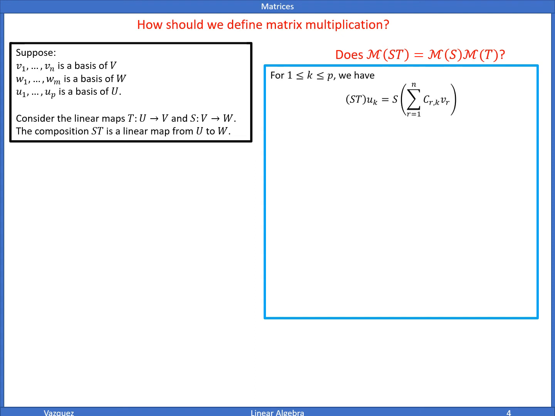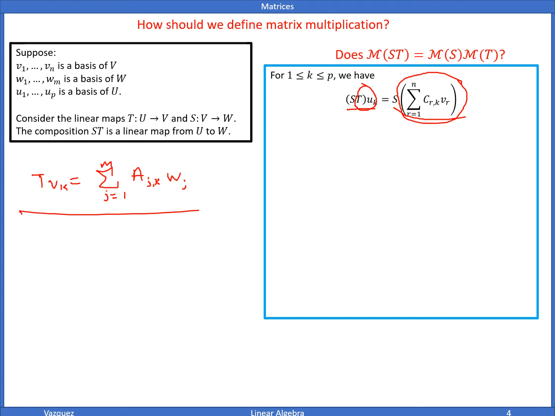Let's explain it. For k from 1 to p, we have that ST of Uk is equal to this here. Now, why is it equal to this? Remember we had seen T of Uk, what that was equal to? I believe it was the sum from j equals 1 to m of Ajk Wj. Remember that was the case? That's what we're doing here. T of Uk is this exactly. If you need to verify that, go ahead. Just compare it to this on the left-hand side. It's the same thing, just changing the variable names.